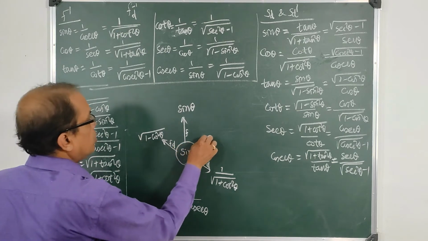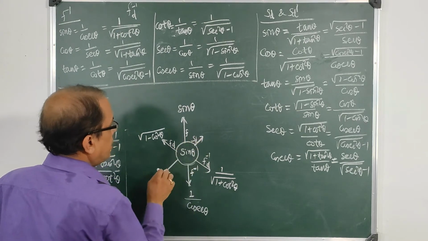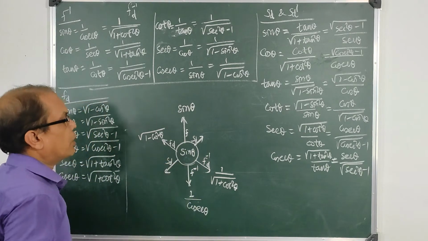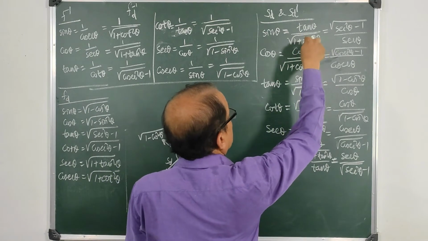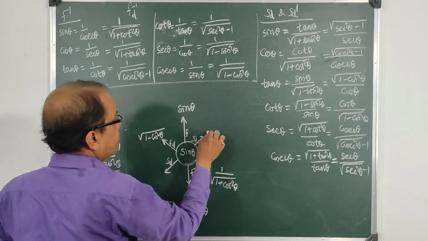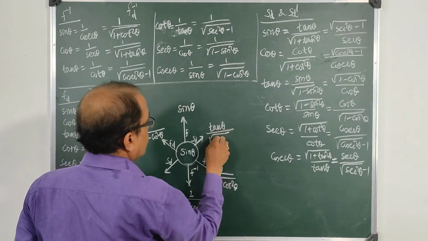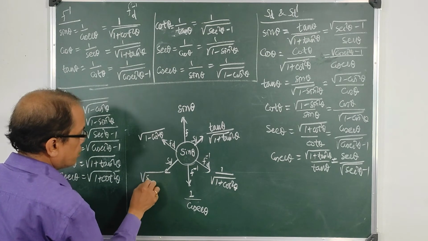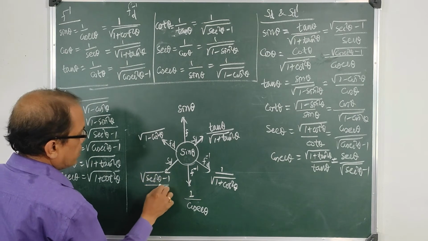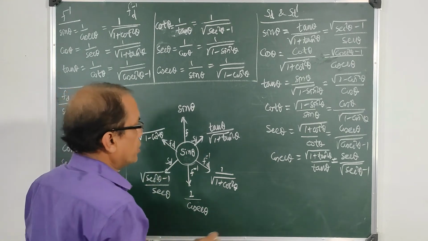Now the remaining 2 are SD and SD dash. If this side is SD, this side will be SD dash. So what are the 2 different forms of SD of sin theta? One is in terms of tan, the other is in terms of sec. So here we write this is tan theta upon root over 1 plus tan square theta, and here we write root over sec square theta minus 1 by sec theta. Now try this for the remaining ones.